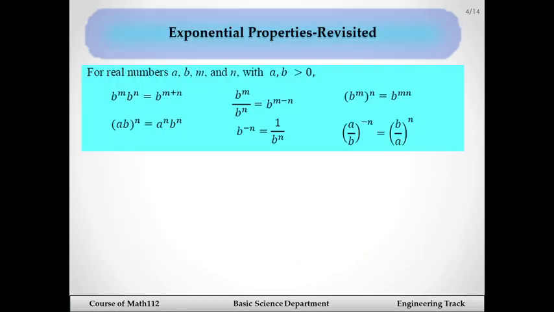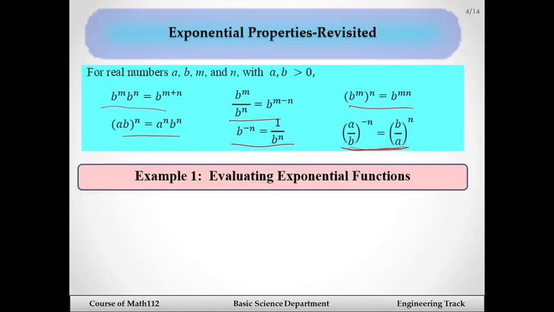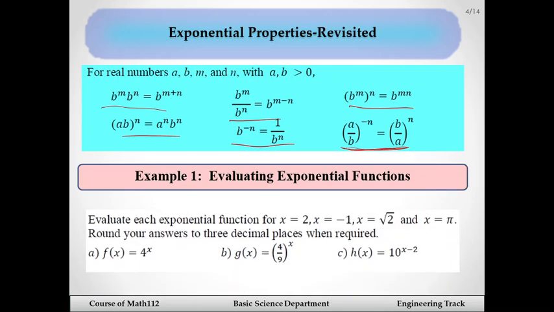Now the exponential properties, you know them from the last semester. We have already seen them. These are the basic properties of exponential numbers. And let's see how to evaluate. It says evaluate the exponential function for x equal to 2, x equal to minus 1, x equal to square root 2, and x equal to pi. So it's basically asking what is f of 2, f of minus 1, f of square root 2, and f of pi.